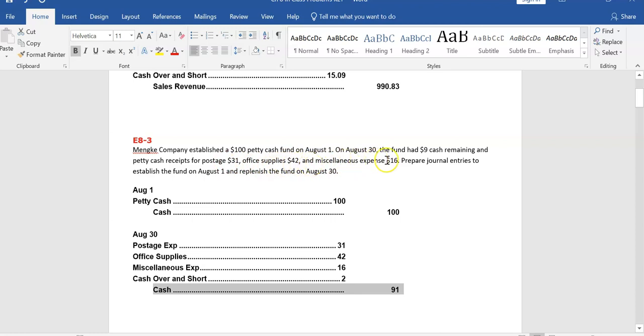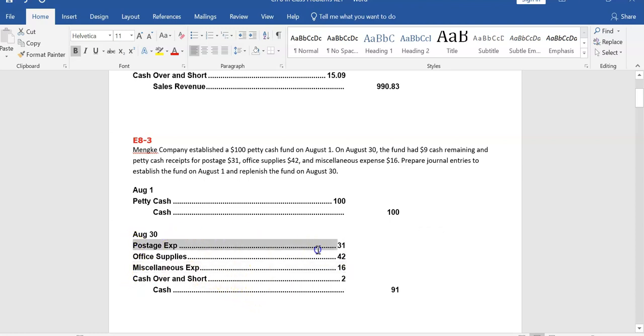Petty cash was used to pay these expenses, but these expenses haven't been recorded in the general ledger yet. So we will debit postage expense for the cost of postage that was paid with the fund. We will debit office supplies for the $42 in office supplies purchased. We will debit miscellaneous expense for the $16 miscellaneous expense paid by the fund.